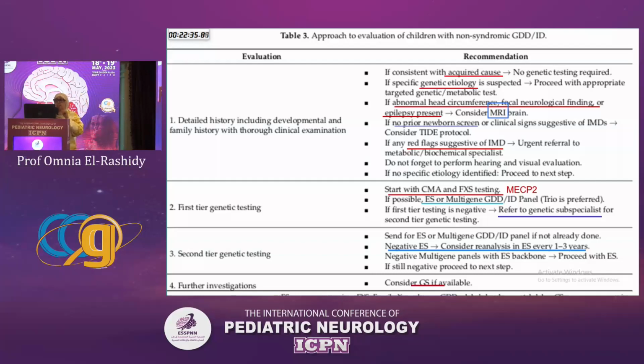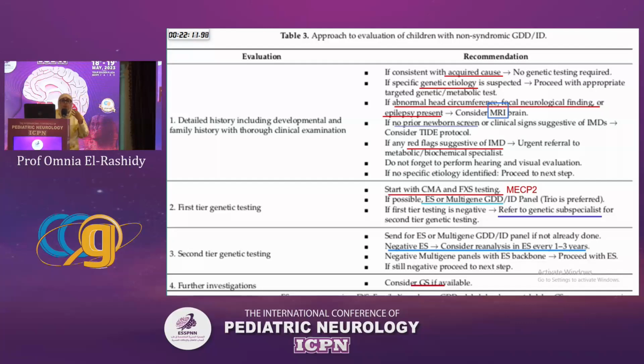Again, I add something, which is the MECP2, which is Rett syndrome. It was present in the previous guidelines, but I don't know why it is not present in 2023. It's for any female presenting with global developmental delay, plus or minus microcephaly. You must again check for Rett syndrome, and again it is done in our National Research Center.